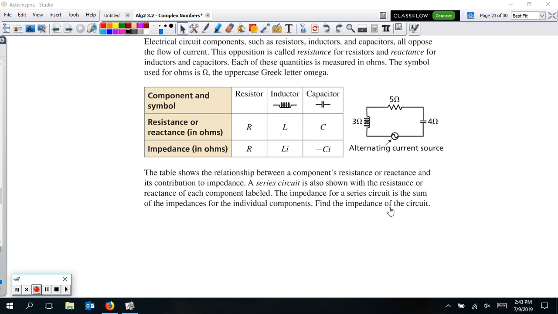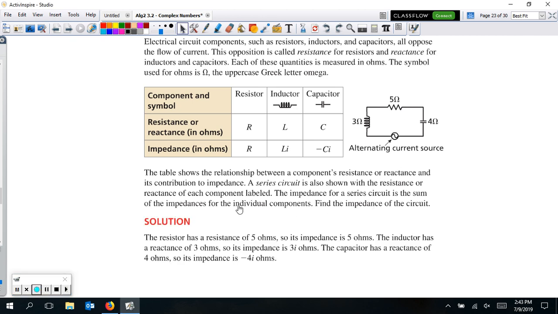It says find the impedance of the circuit, so that's what we're doing down here. The 5 on top is really just 5 ohms. The 3 here is really 3i ohms, and the 4 over here is negative 4i ohms. As you put the i's together, that becomes negative 1i. So it's really going to be 5 minus i ohms. Hopefully, as we go to number 15, that will now make sense when you see that problem.